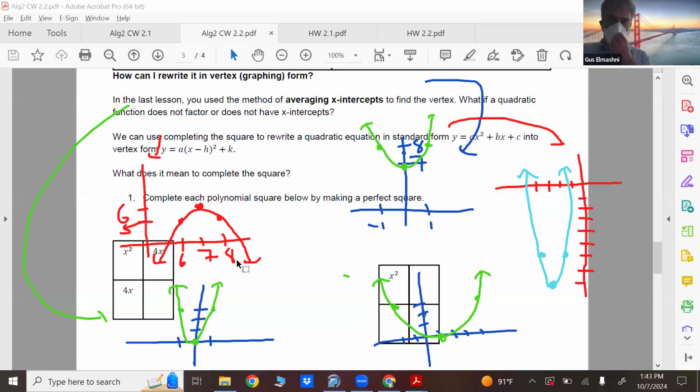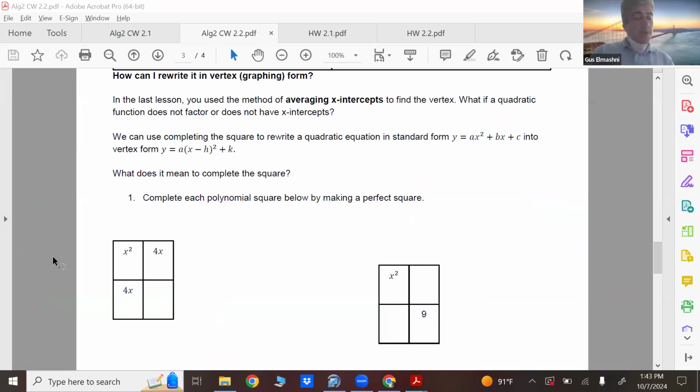Now the next part of our lesson. How can I rewrite in vertex graphing form? Okay, this is a big deal. This is a concept maybe you've seen, maybe you haven't. Tell me if you've seen it before. I have to check with the Algebra 1 teachers if they've done it, or in middle school. It's called completing the square. Okay, so you've seen it. You hate it? Oh geez, that's a strong word.